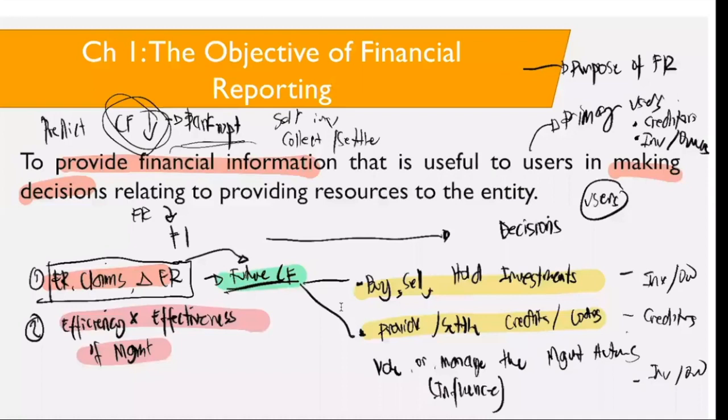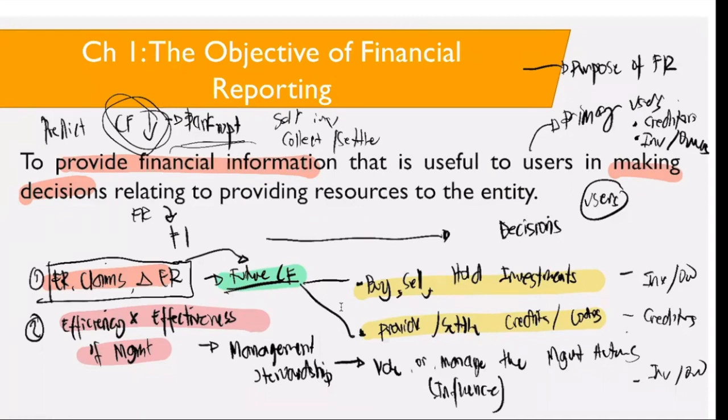Out of this efficiency and effectiveness of management, what information is provided? The information provided is the management stewardship. And based on this management stewardship, we can make decisions. And what is the decision that can be made? You can vote or manage or influence the management action. So if you think that out of the financial information given to you, you can see that the resources are not properly managed, what do we do? You try to change the management because again, the full utilization of resources will try to flourish our company.